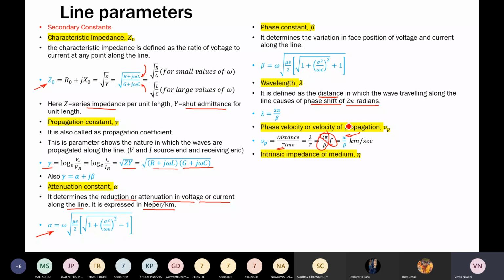Then intrinsic impedance of the medium, eta. Specifically, we are going to use this formula and the loss tangent formula in unit number 6. But for the sake of representation, so that everything comes together, we have put this formula and the loss tangent formula in this slide itself, so everything will be in connection with each other.